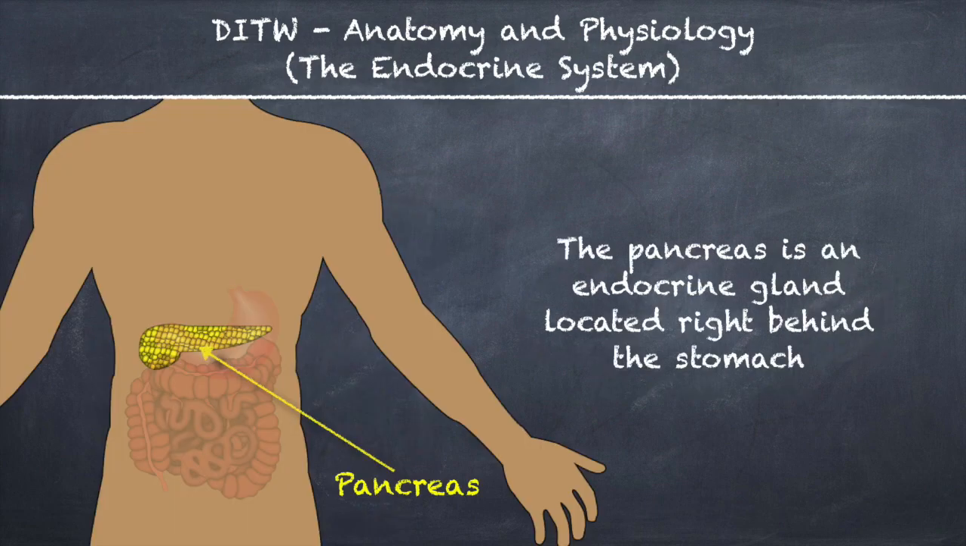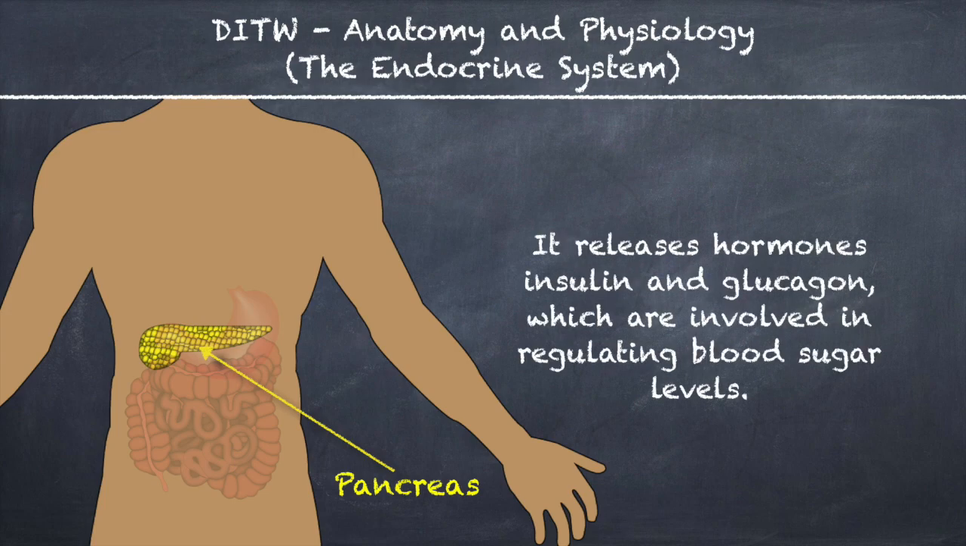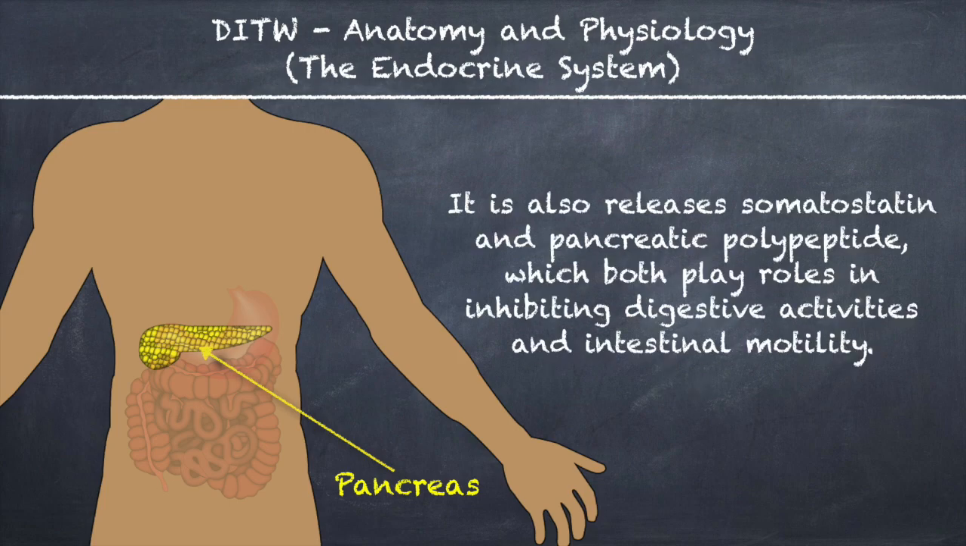The pancreas is an endocrine gland located right behind the stomach. It releases hormones insulin and glucagon, which are involved in regulating blood sugar levels. It also releases somatostatin and pancreatic polypeptide, which both play roles in inhibiting digestive activities and intestinal motility.